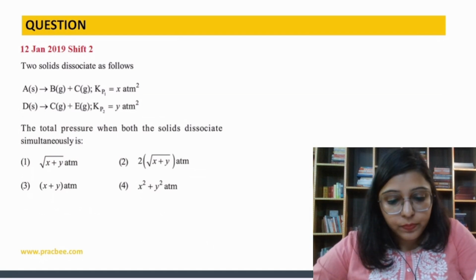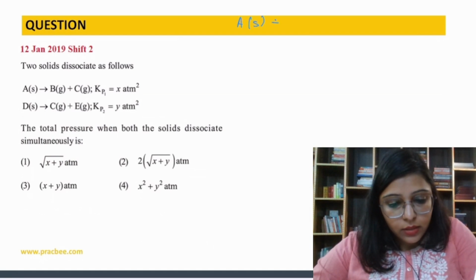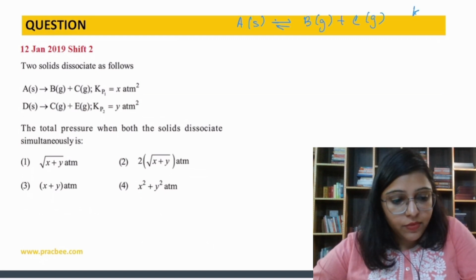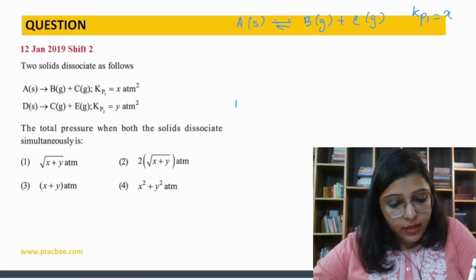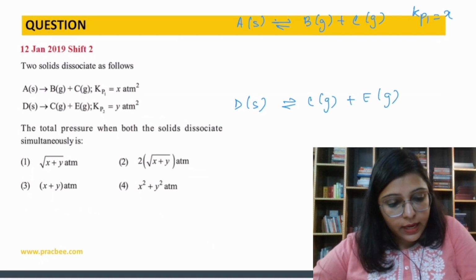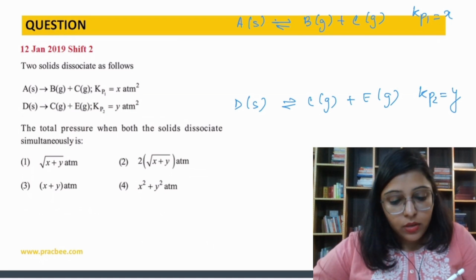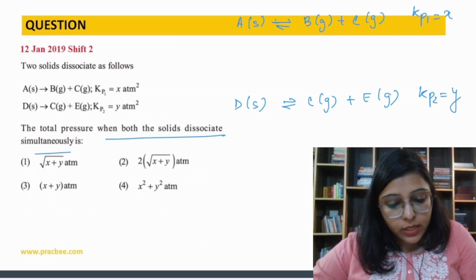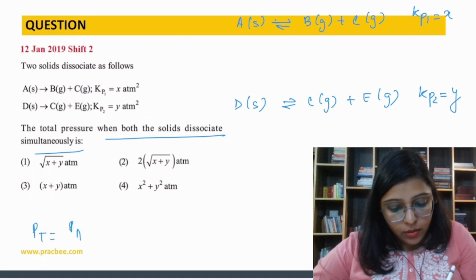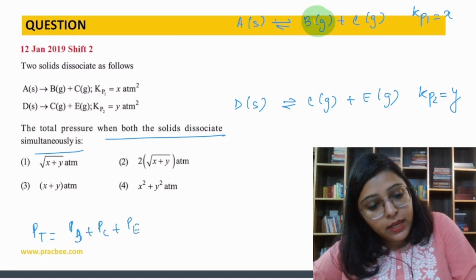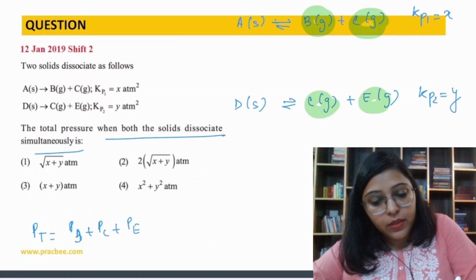So see, first is A solid. It is in equilibrium with B gas, C gas, and here Kp1 is equal to X. And we have D solid, it is in equilibrium with C gas and E gas, and here Kp2 is equal to Y. ठीक है, अब see the total pressure when both solids dissociate simultaneously. So total pressure is equal to pressure of B, pressure of C and pressure of E, because they are in gaseous state. ठीक है, right?